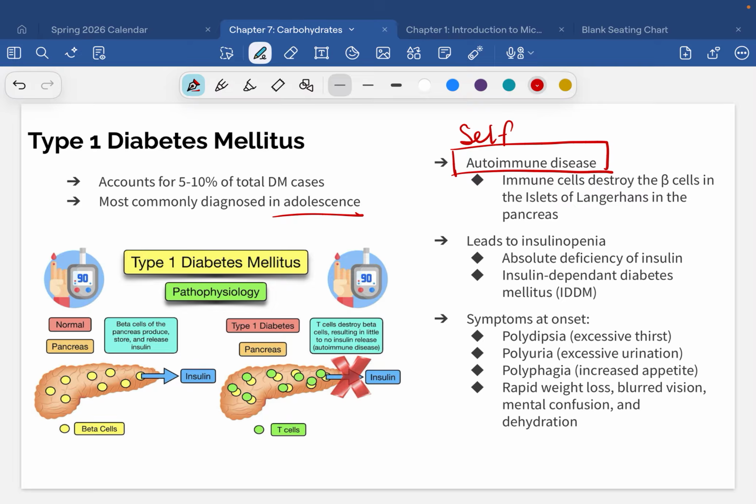So the overall end result of type 1 diabetes is something called insulinopenia. This is another one of those suffixes. Penia is always going to mean a decrease or absence. So insulinopenia means a decrease or absence of insulin. Okay. So in type 1 diabetes, there is an absolute deficiency of insulin. There is none for the body to respond to.